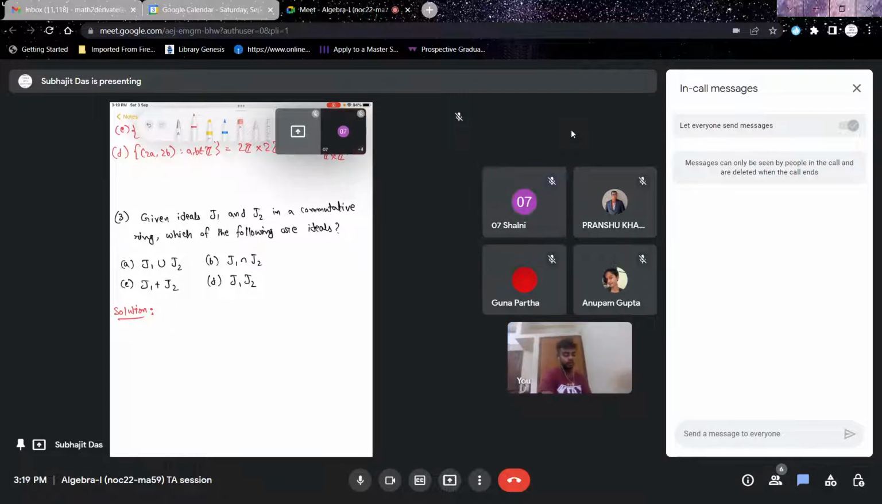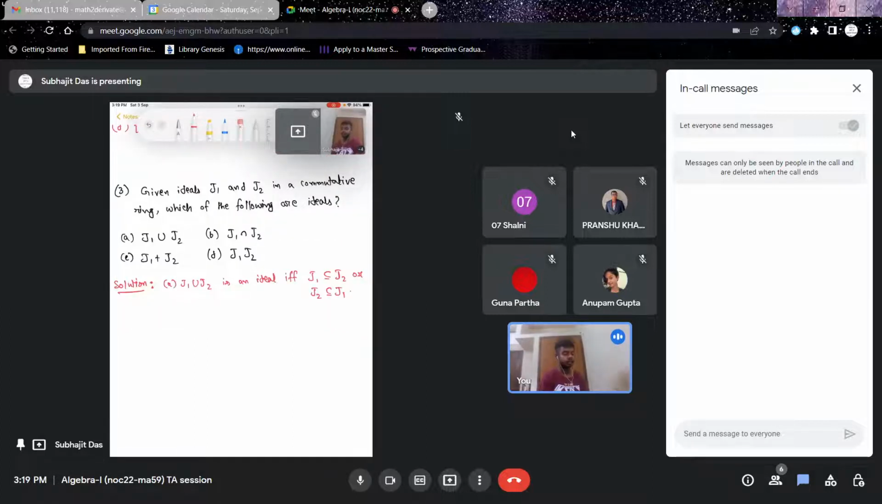Yes, sir. So you can check this, that J1 union J2 is an ideal if and only if J1 is contained in J2 or J2 is contained in J1. In fact, you don't need to even go to ideals. This is true for subgroups. You take two subgroups of a group, you take their union. That union is a subgroup if and only if one is contained in the other. Okay, so clearly J1 union J2 is not an ideal in general. So we can discard this option. Now let's see option B. Is J1 intersection J2 an ideal?